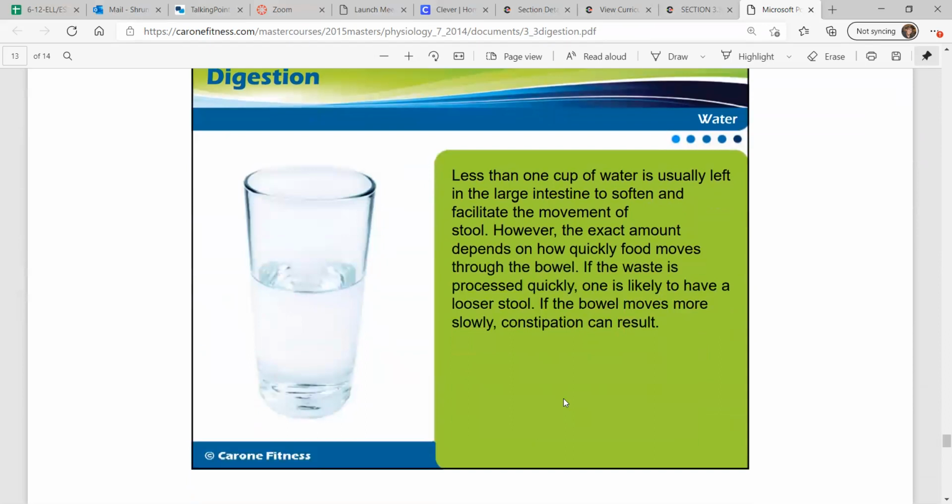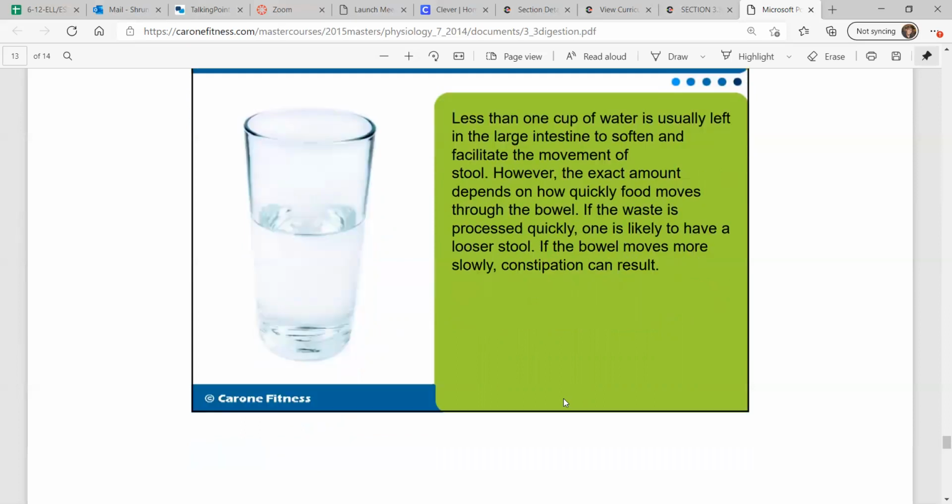Less than 1 cup of water is usually left in the large intestine to soften and facilitate the movement of stool. However, the exact amount depends on how quickly food moves through the bowel. If the waste is processed quickly, one is likely to have a looser stool. If the bowel moves more slowly, constipation can result.